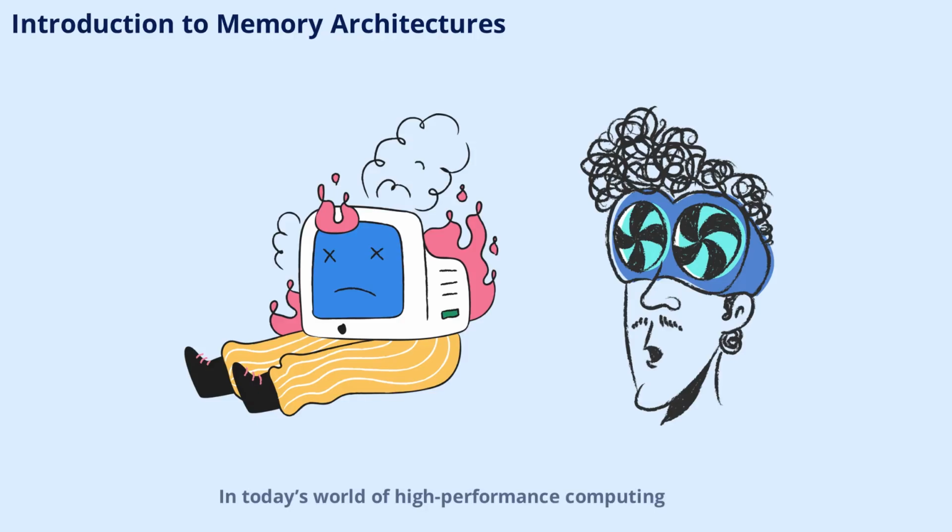In today's world of high-performance computing, how processors access memory is a critical factor in system design. Two major architectures dominate this space: uniform memory access, or UMA, and non-uniform memory access, known as NUMA. Understanding the differences between these two approaches is essential for anyone interested in computer organization, server design, or optimizing software for multiprocessor systems. In this video, we'll break down what UMA and NUMA are, how they work, their advantages and disadvantages, and where each is best applied.